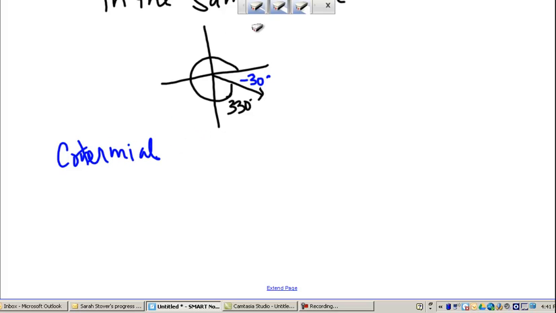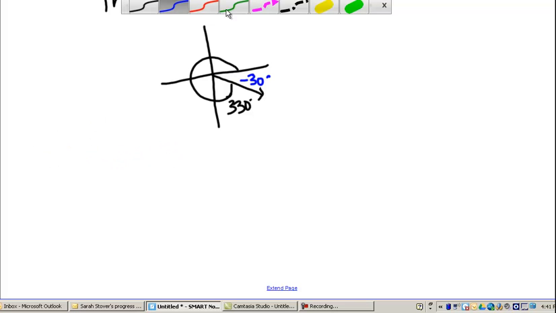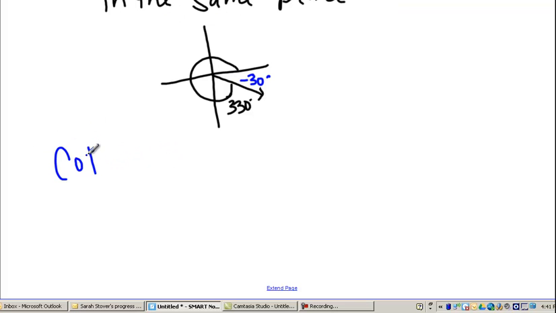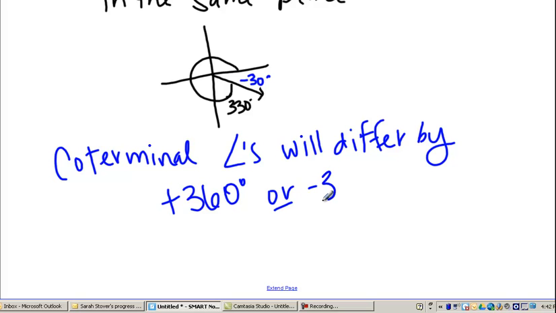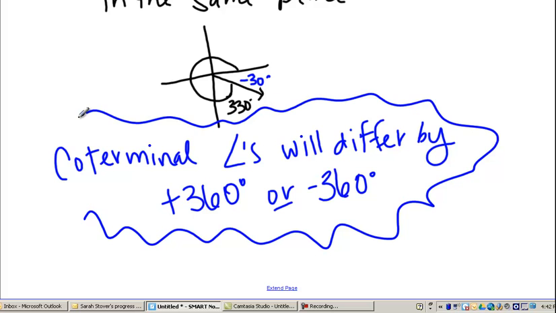So coterminal angles, let me start over with that one. So coterminal angles will differ by plus 360 degrees or by minus 360 degrees. That is the way you find coterminal angles. Okay? That's important. Make sure you understand that.